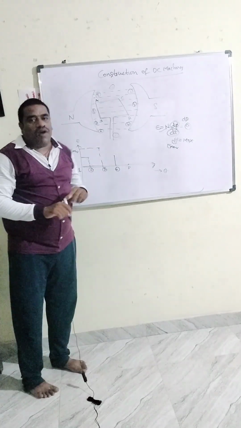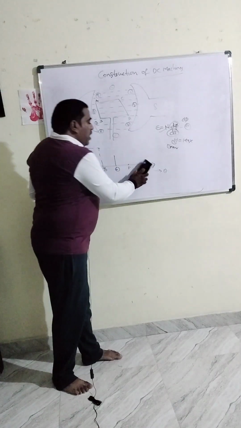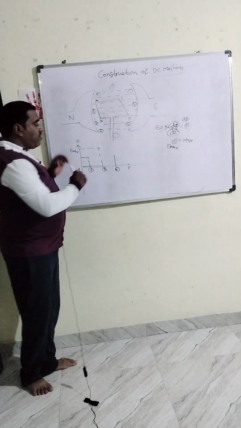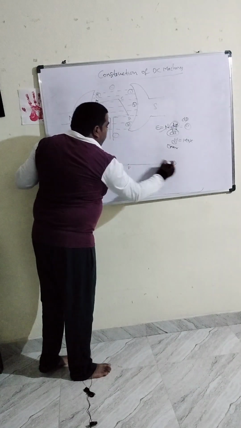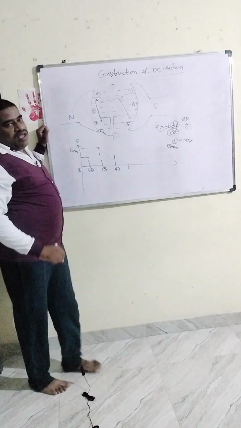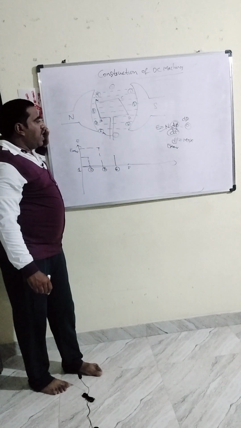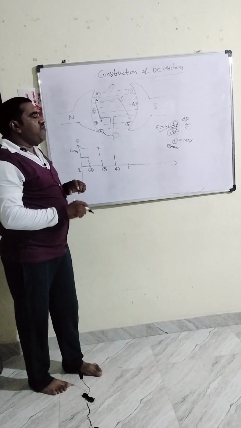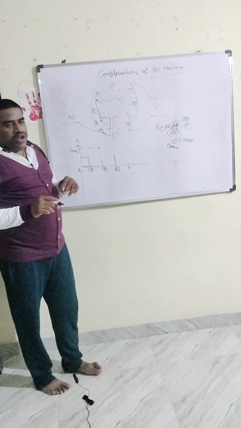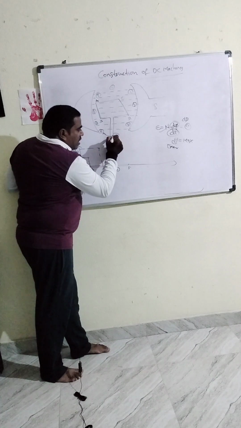Parallel to the plane means what? No flux lines will be cut by the conductor here. So that's why you take that one as 0. Next, when it is moving from position number 5 to 6, again small flux lines will be cut by the conductor here. Small flux lines being cut means again a small amount of EMF will be induced. Small amount of EMF means again you take it here.